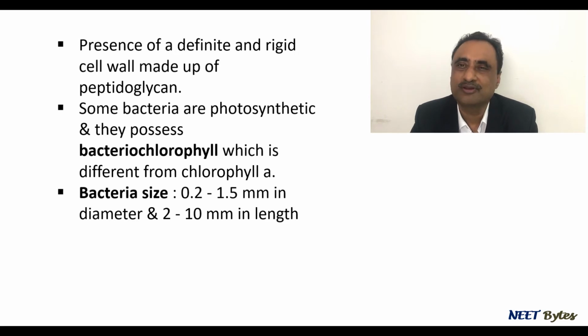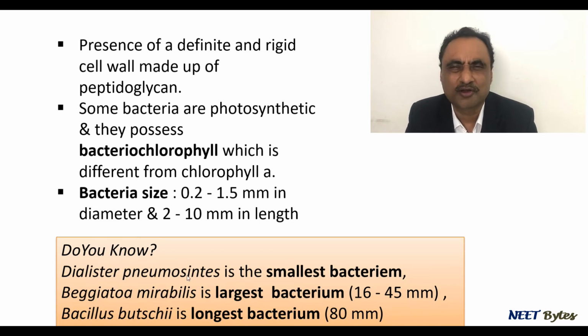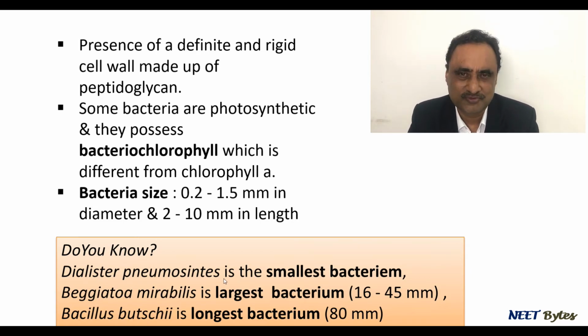The bacterial size is just 0.2 to 1.5 millimeter in diameter and 2 to 10 millimeter in length. There is some important information like the smallest bacterium, the largest bacterium, and the longest bacterium. Bacillus burstyi is the longest bacterium. Bigueotia mirabilis is the largest bacterium, and Dalister pneumocyntes is the smallest bacterium, right? Though these questions are seldom asked in competitive examinations, because in competitive examinations conceptual questions are always asked, right?